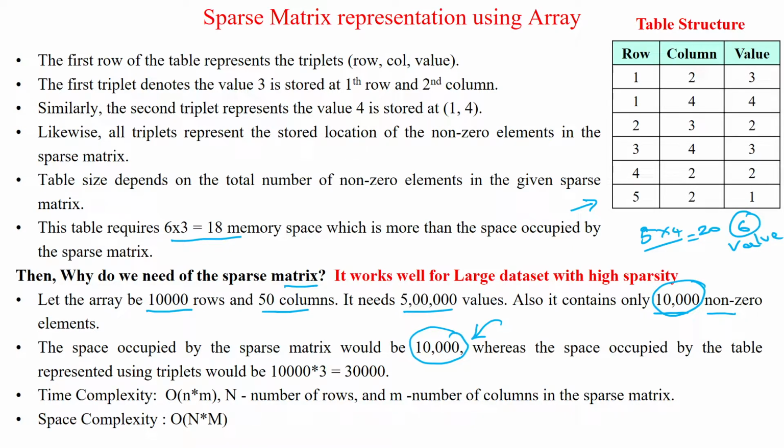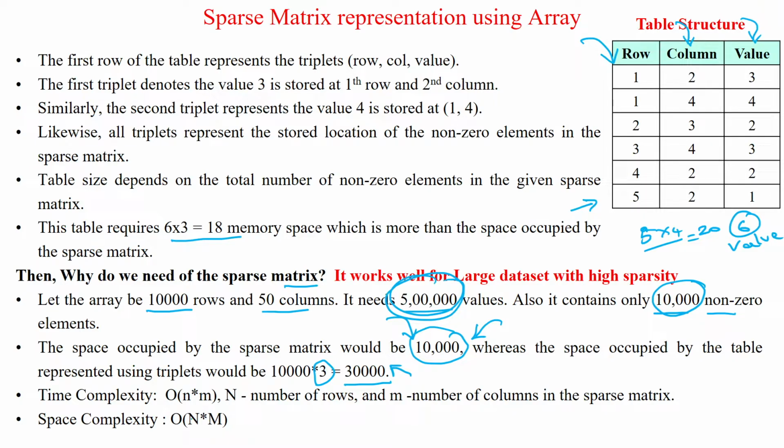So when you implement the sparse matrix in the array representation, it will take three arrays for each value. One is the row array, another array is for column, and another array is for value. For 10,000 values, you need only 30,000 memory locations to represent the sparse matrix using an array. So it will take far fewer memory locations than 5 lakh memory locations.